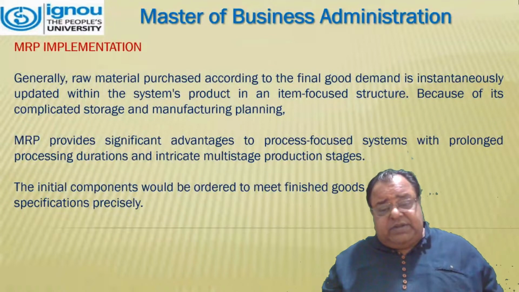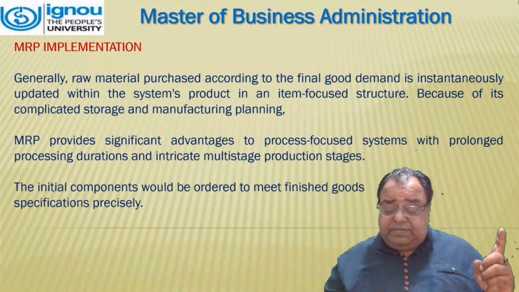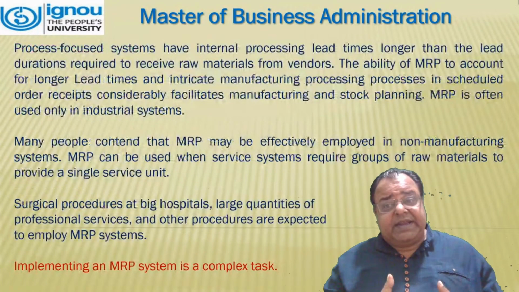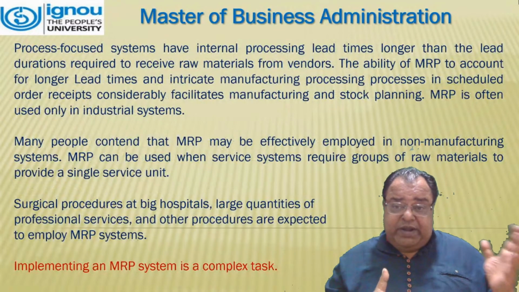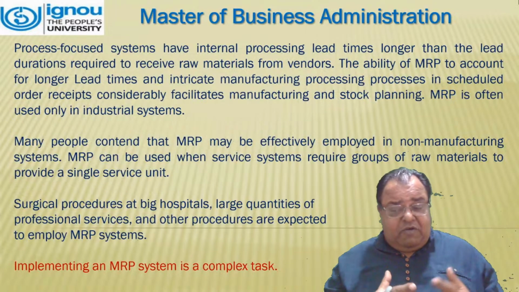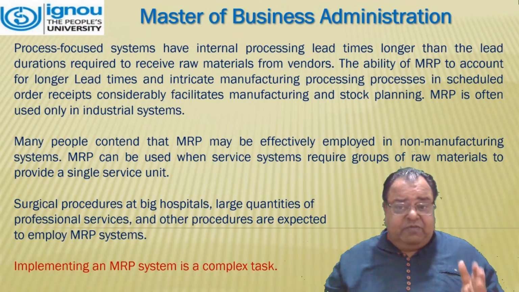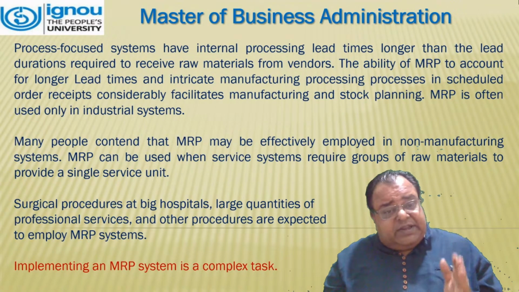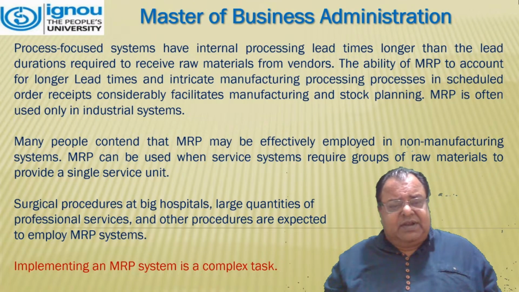The initial components would be ordered to meet finished goods specifications precisely. Process-focused systems have internal processing lead times longer than the lead time required to receive raw material from vendors. The ability of MRP to account for longer lead times and interactive manufacturing processes, with scheduled order receipts, considerably facilitates manufacturing and stock planning. MRP is often used in industrial systems.